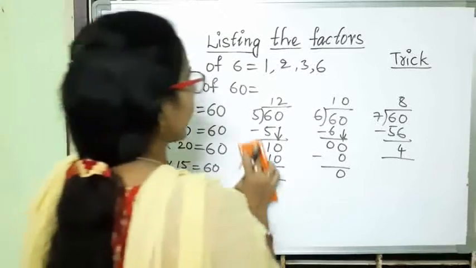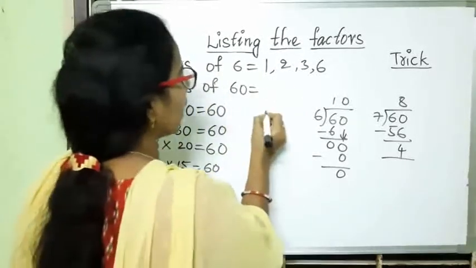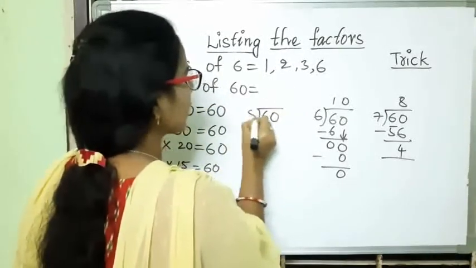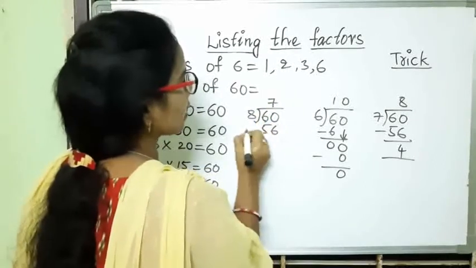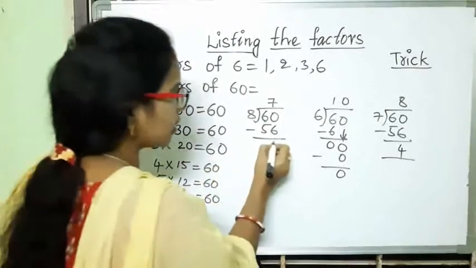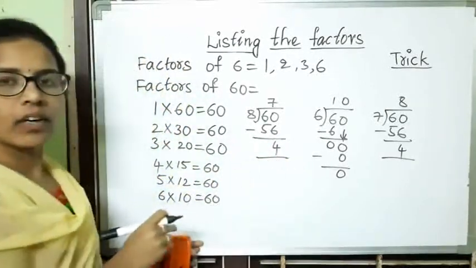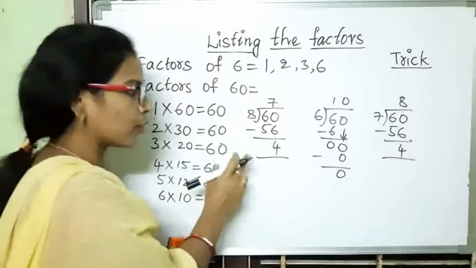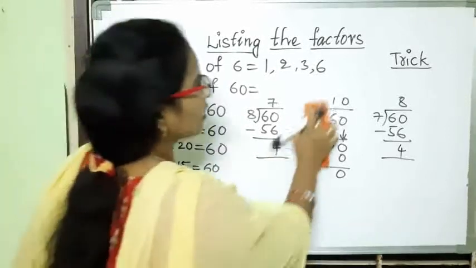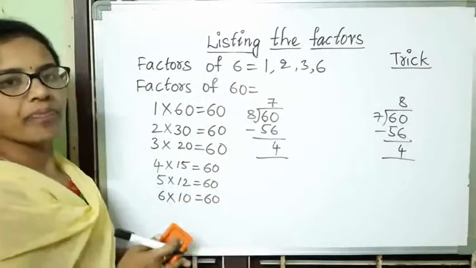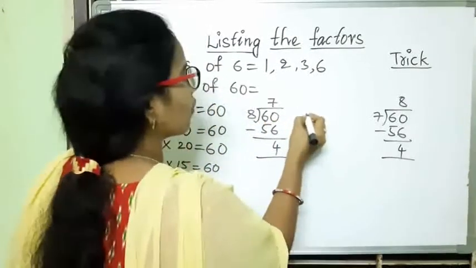Let's take number 8. For that we divide 60 by 8. 8 7s are 56. 60 minus 56 equals 4. Here also we got not 0 remainder. That means 8 is also not a factor of 60. So we do not take 8 as factor.